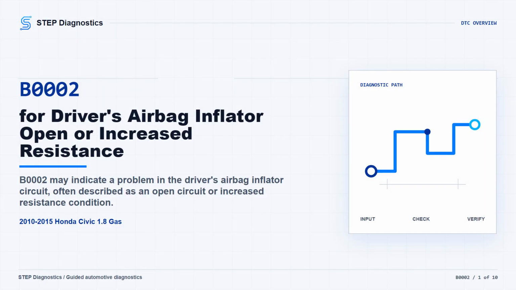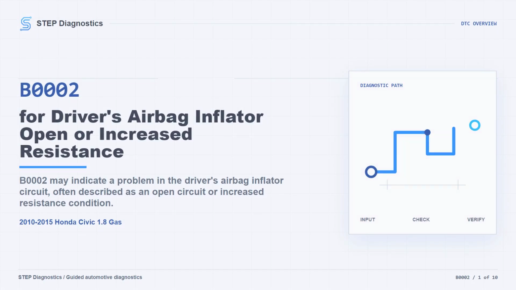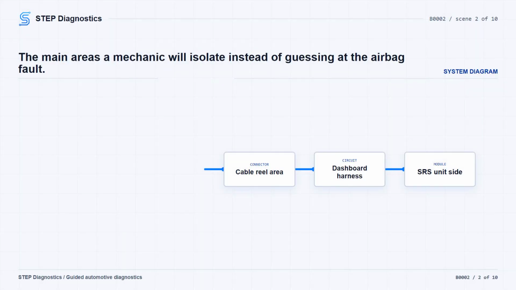On this Civic, B0002 is an SRS code for the driver's airbag inflator circuit. In plain language, the SRS unit may be seeing an open circuit or higher than expected resistance in that driver airbag path. The SRS warning lamp may stay on, and the system may limit normal airbag operation while the fault is active. Broadly, the possible fault areas can include the driver's airbag inflator, the cable reel, the dashboard wire harness, SRS unit connector fit, SRS unit software, or the SRS unit itself.